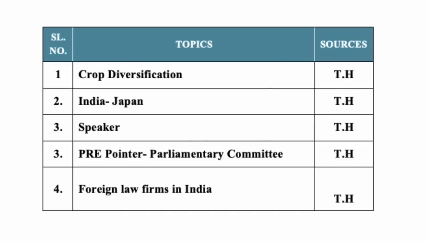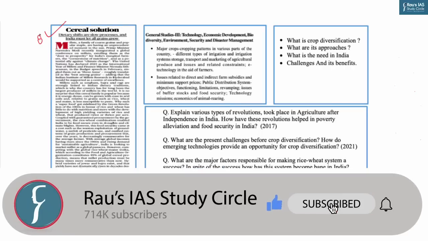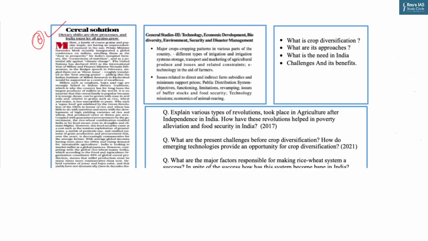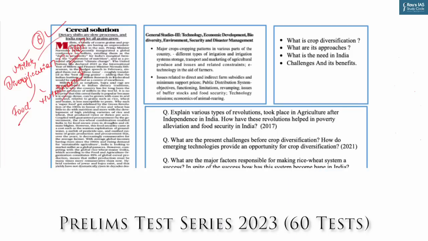Let's begin the discussion. Now let's start our session with the first article which appeared on page number 8 in the Hindu newspaper. This article talks about the need for switching dietary preferences towards millets, and diversification in order to assure food and nutritional security. Now, crop diversification is a prerequisite for the shift to millet-oriented diets.